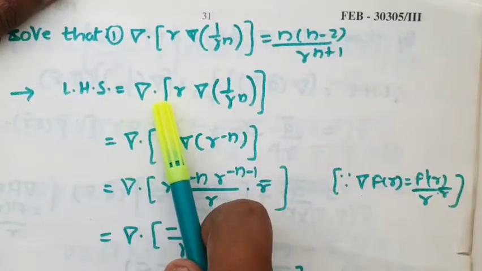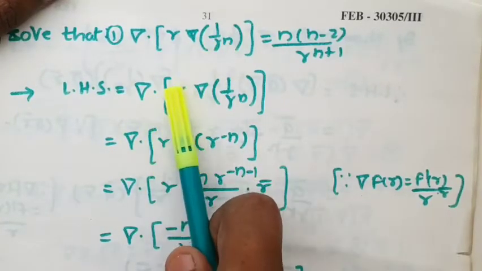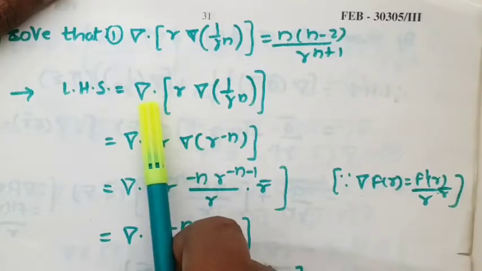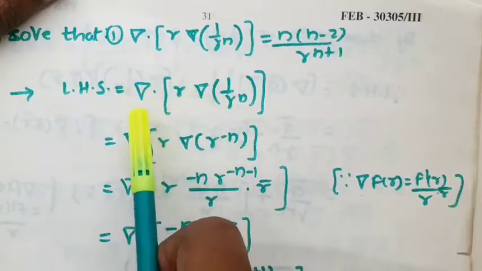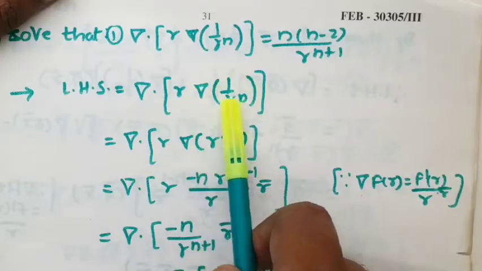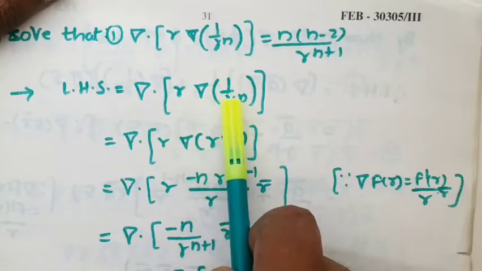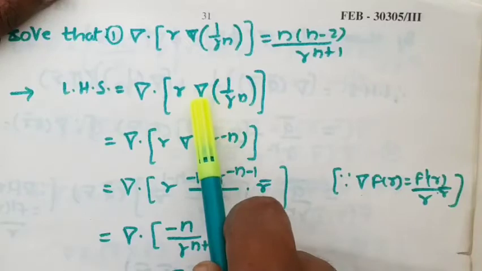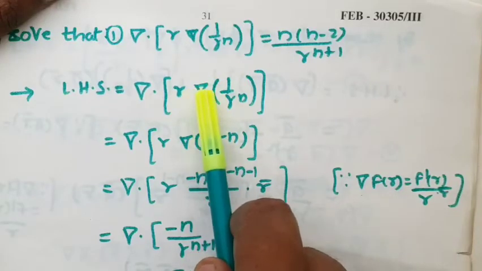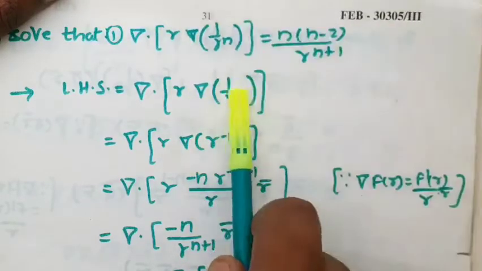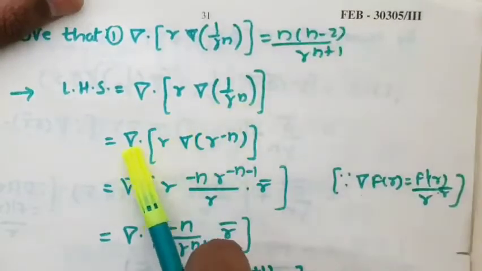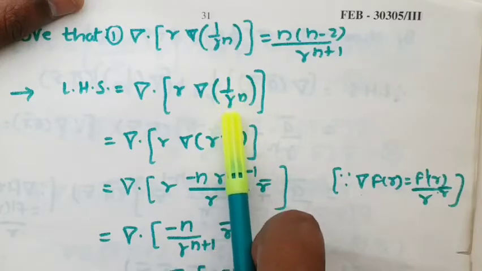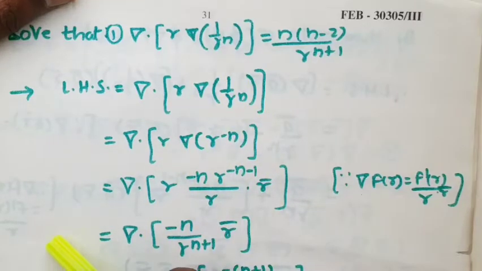So very first, I have considered the left hand side, del dot r into del of 1 by r raised to n, is the given quantity. Now whenever you have two del involved in one example, very first we solve the inner del operator and then we solve the outer del operator. So first we simplify this inner quantity, del of 1 by r raised to n, and then use the second del. Before simplifying this further, I have written 1 by r raised to n as r to the power minus n, that we can do.